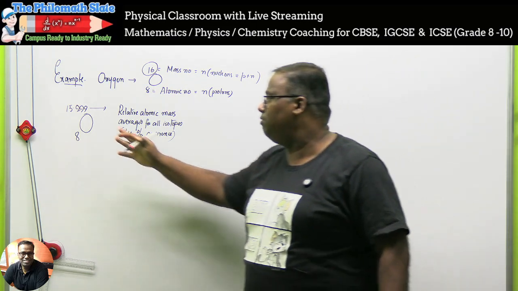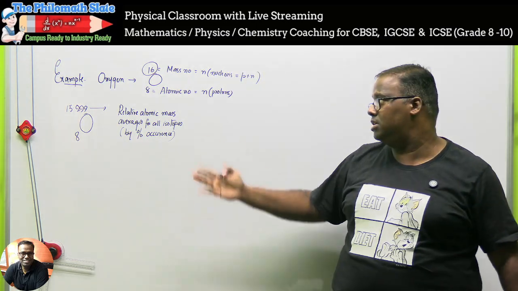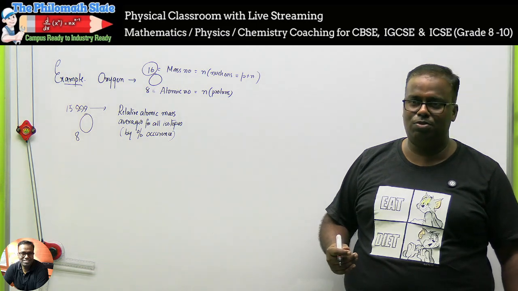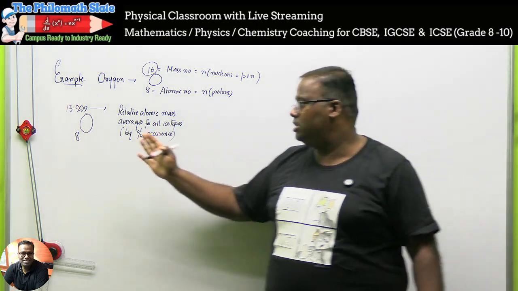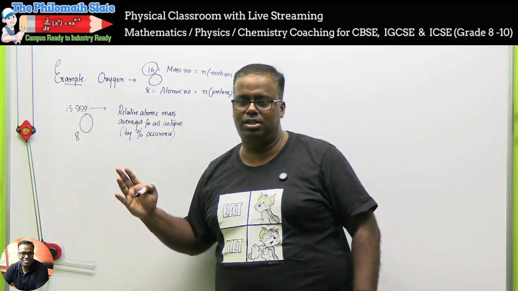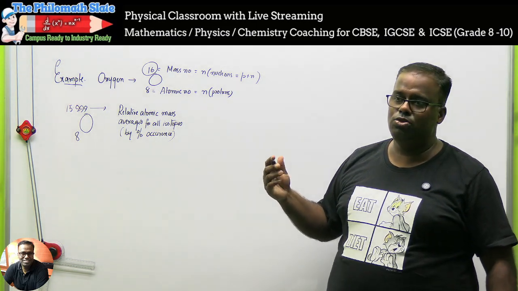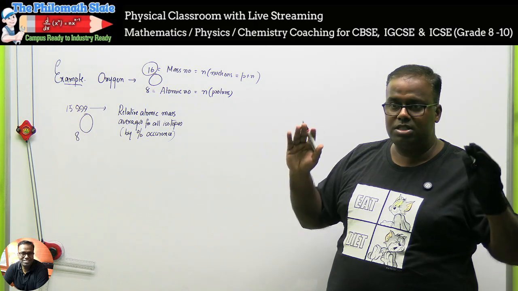But when we see here 15.99, our question is, sir, do you mean to say some proton was in fragment, or some neutron was in fragment? No, that is not so. Oxygen does not occur only as one atom. Every atom will have isotopes, and these isotopes have a percentage of occurrence.